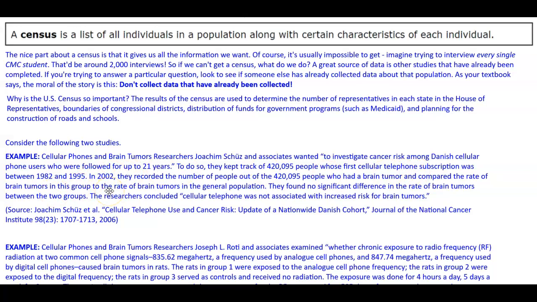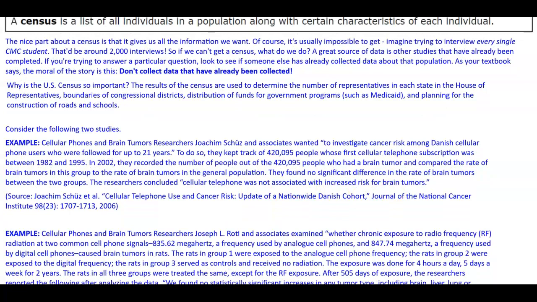In 2002, they recorded the number of people out of the 420,095 people who had a brain tumor and compared the rate of brain tumors in this group to the rate of brain tumors in the general population. They found no significant difference in the rate of brain tumors between the two groups. The researchers concluded cellular telephone use was not associated with increased risk for brain tumors.